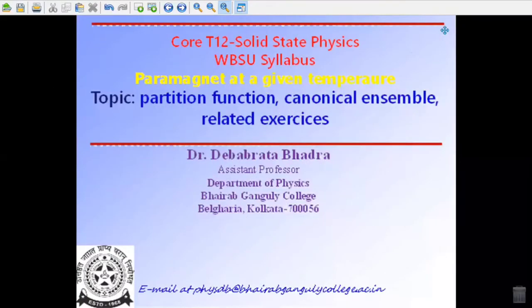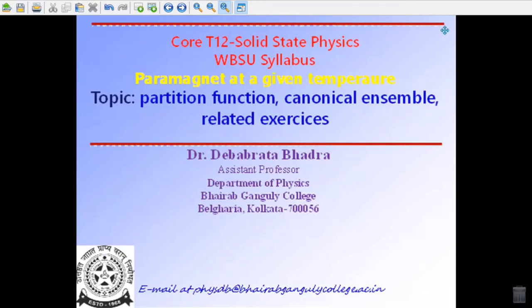So in the last class, we have already come across the paramagnet at a given temperature, which obeys the canonical ensemble, where energy exchange is possible. The system is kept at a fixed temperature when it is in thermal equilibrium with a much larger system, which we usually call a heat bath. Clearly, the energy of the system under discussion is not constant, and since the system is in thermal contact with the heat bath, it may exchange energy with it. So this is the normal phenomenon of the canonical ensemble.